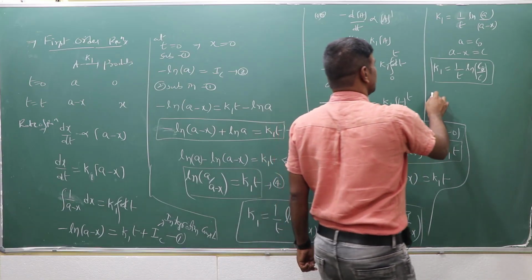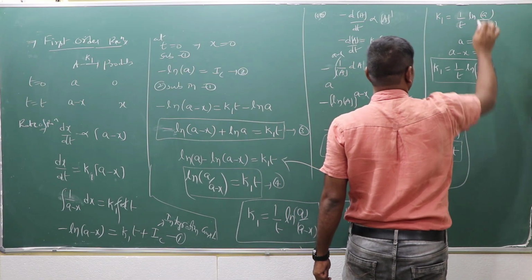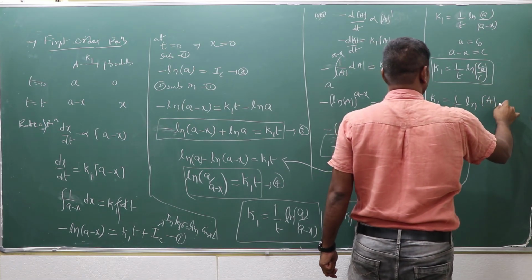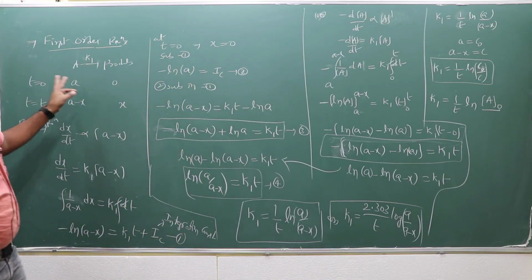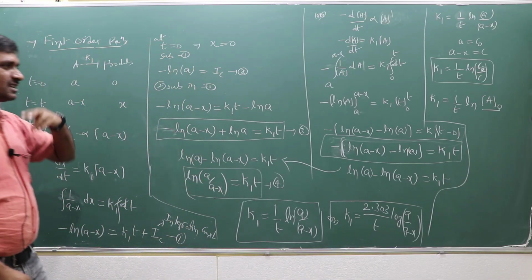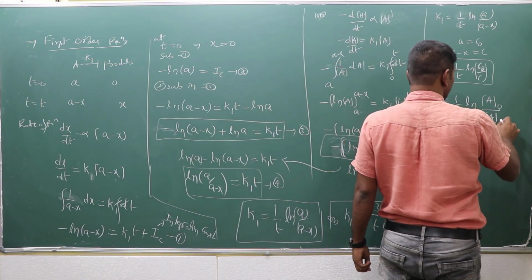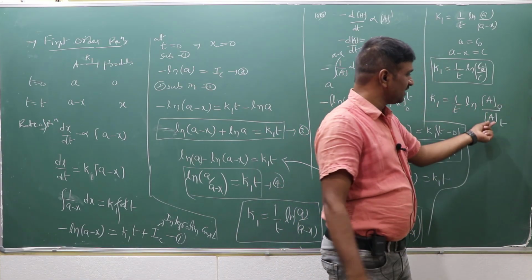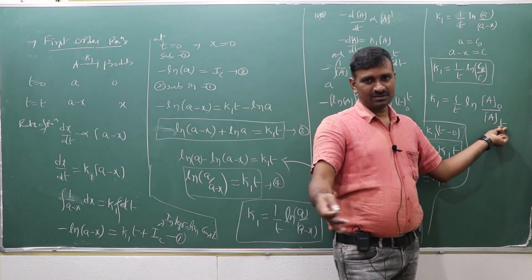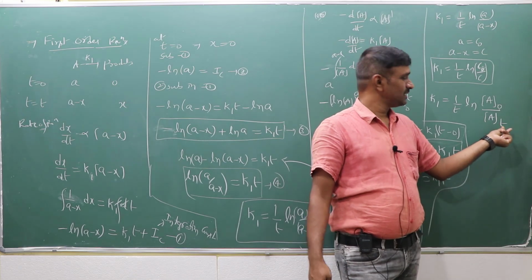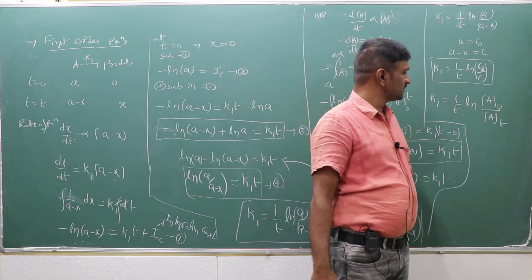And sometimes K1 is equal to 1 by t ln of A, where A is the initial concentration. That initial concentration may be considered as, suppose, A naught, at time 0. The concentration of A is A naught, and after some time, the concentration of A is At. So here it is time 0 and at time t.